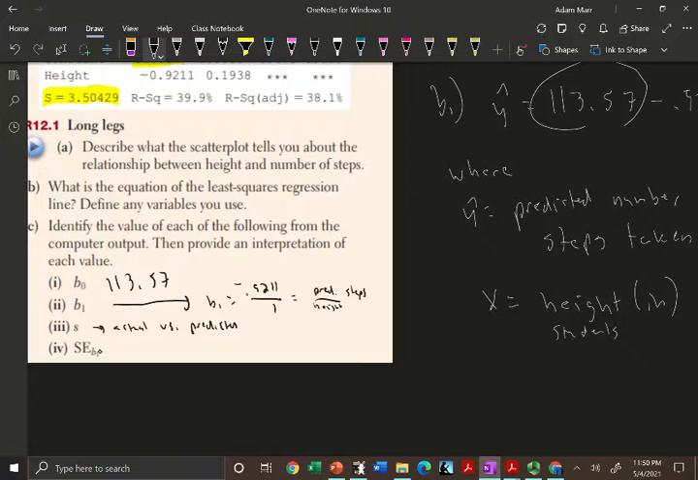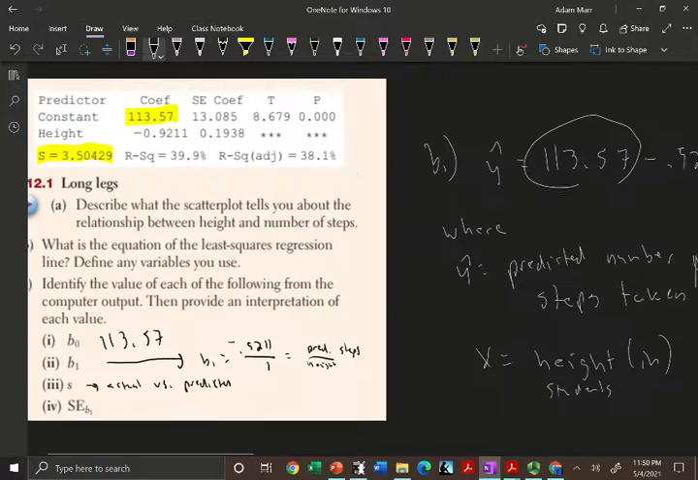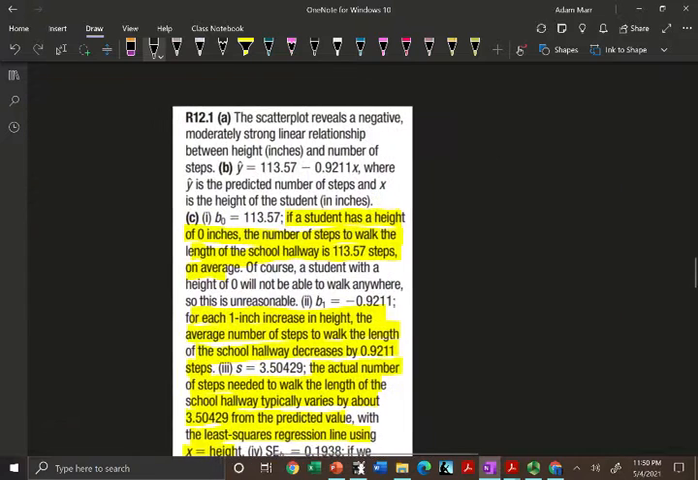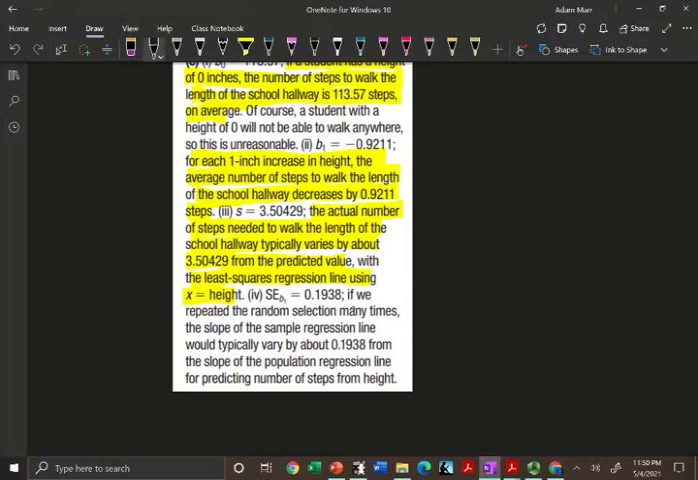Standard error of b sub 1. Okay, so now we're talking about the sample regression line slope versus the population regression line slope and the typical variation. So we had right here 0.1938 is what this is, right? So right here, this answer was, if we repeated the random selection many times, the slope of the sample regression line would typically vary about 0.1938 from the slope of the population regression line.